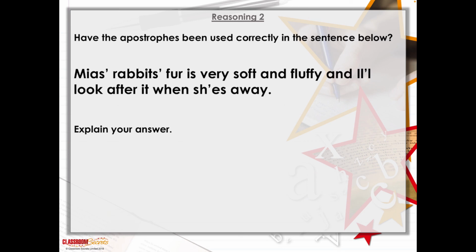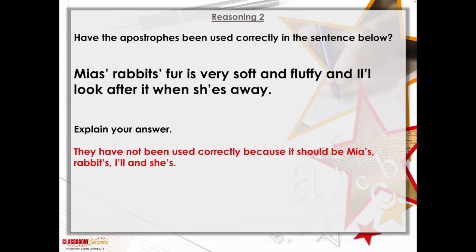So Mia's rabbit's fur is very soft, and I'll, which is short for I will. So the apostrophe here is in the wrong place. It should go after the I and between the L, the first L. And I'll look after it while she's away. And she's is a contraction for she is. So the apostrophe is in the wrong place again there. It needs to go between the E and the S. And here we can see that that has been written correctly there. Mia's rabbit's, I'll and she's.